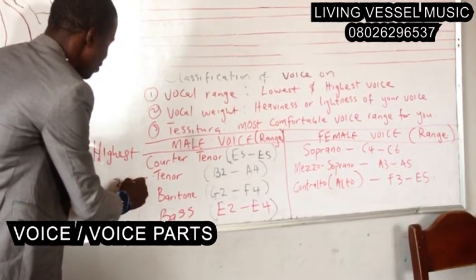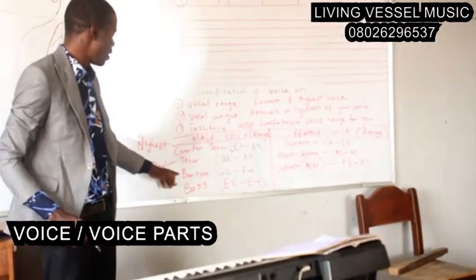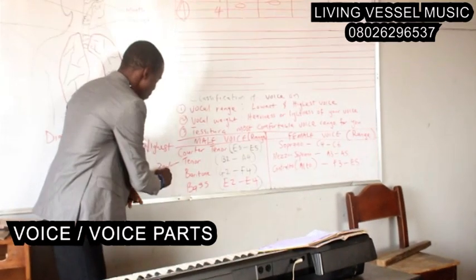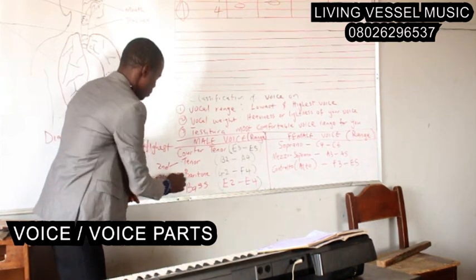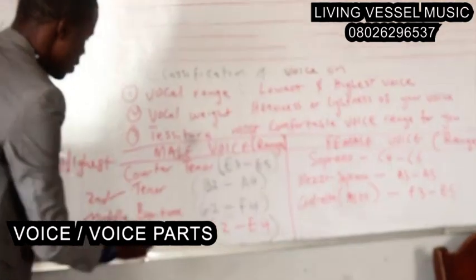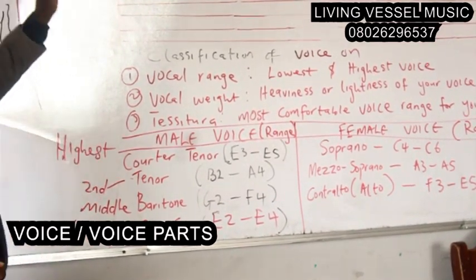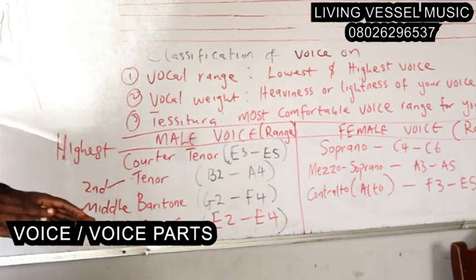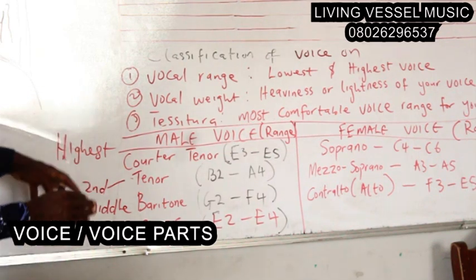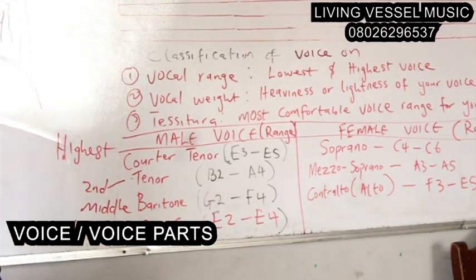The tenor is the second highest male voice. Now the baritone is the middle voice between the tenor and the bass. So it's the middle voice. And the bass is the lowest. So take note of that. So for the male voice, the countertenor is the highest male voice. The tenor is the second highest male voice. The baritone is the middle voice between the tenor and the bass, while the bass is the lowest male voice.